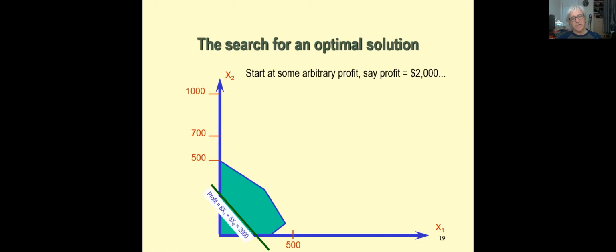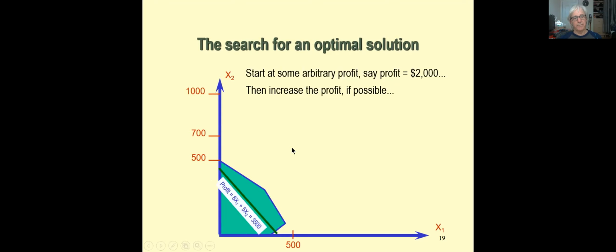The profit function is 8x1 plus 5x2. And we start with, say, a profit equal to 2,000. And then we draw a straight line that describes this profit. If there is room for improvement, this profit is not the maximum. Improvement occurs when the profit increases. And so the line moves up. You see 3,500. Of course, you are going to continue until you maximize the profit.